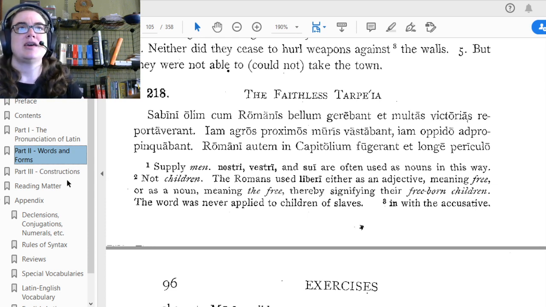The Sabines, as we say, once upon a time, olim, that's our story word, were waging war, bellum gerebant, with the Romans. And they carried back, reportabant, many victories, multas victorias. So the Sabines are another native tribe of the middle of Italy. They're one of the early rivals of the Romans.